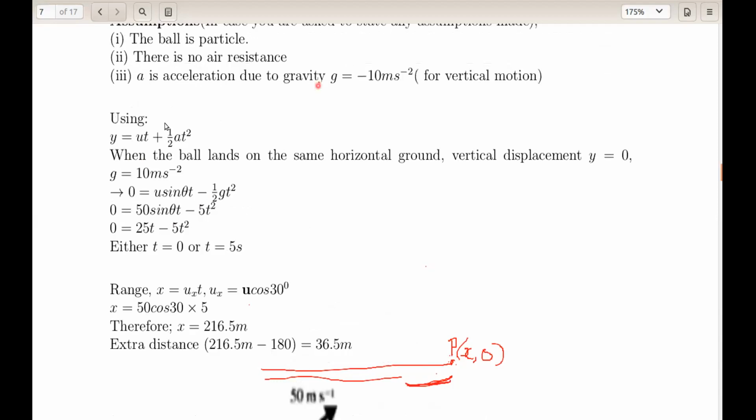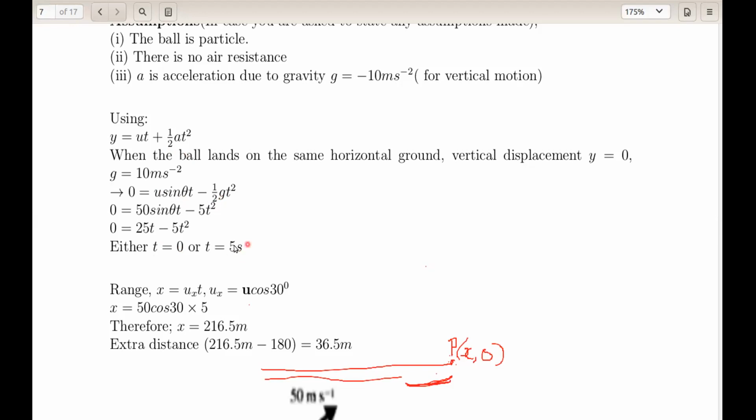From this equation, the vertical displacement at the point where the body lands is zero. I know the vertical component of the initial velocity, it is u sine theta. The time I don't know. I know acceleration due to gravity is negative; they have given it to us as negative 10. So when I substitute u is 50, the angle is 30, g is 10, I can easily get my time as 0 and then time as 5. So 0 from the point of projection, 5 at the point where the ball lands.